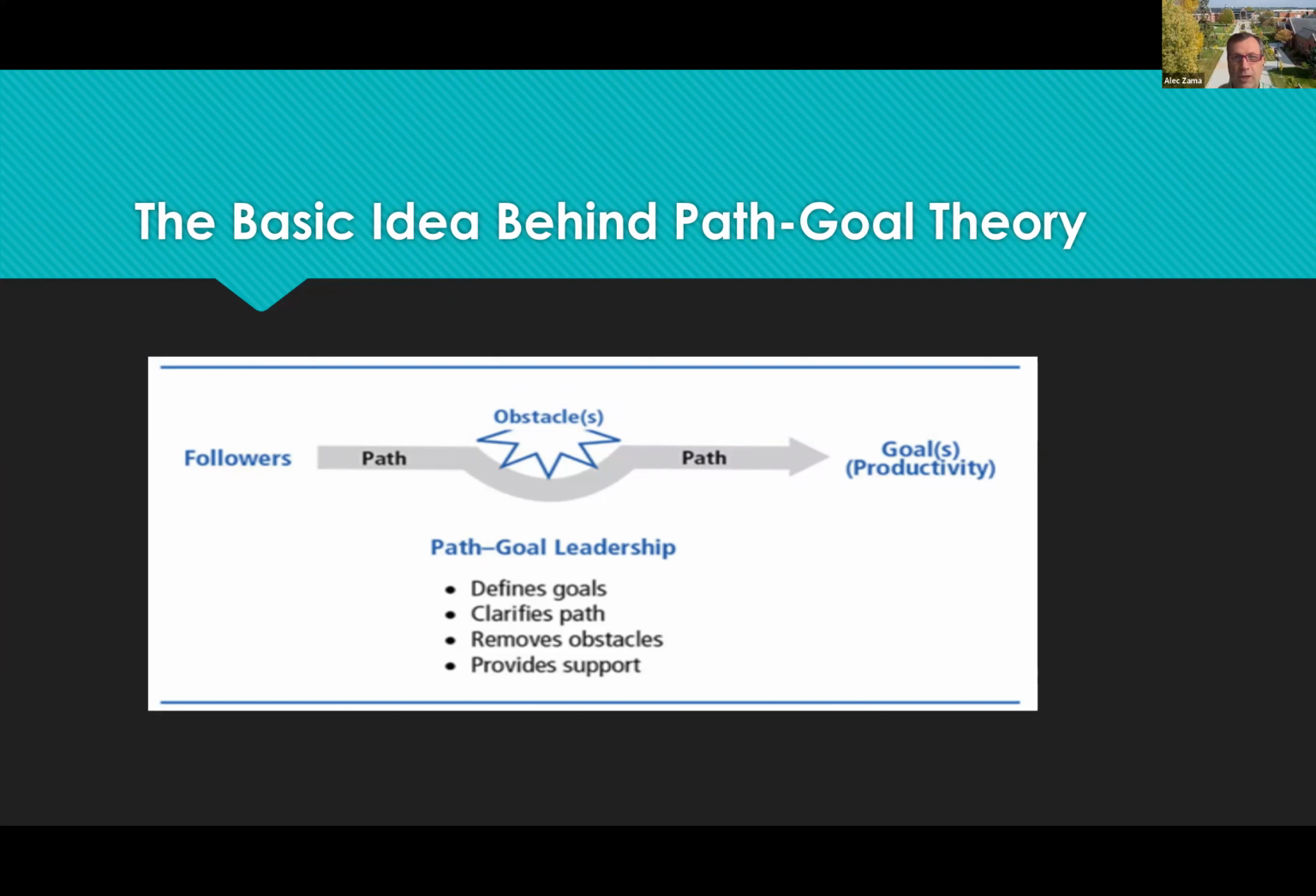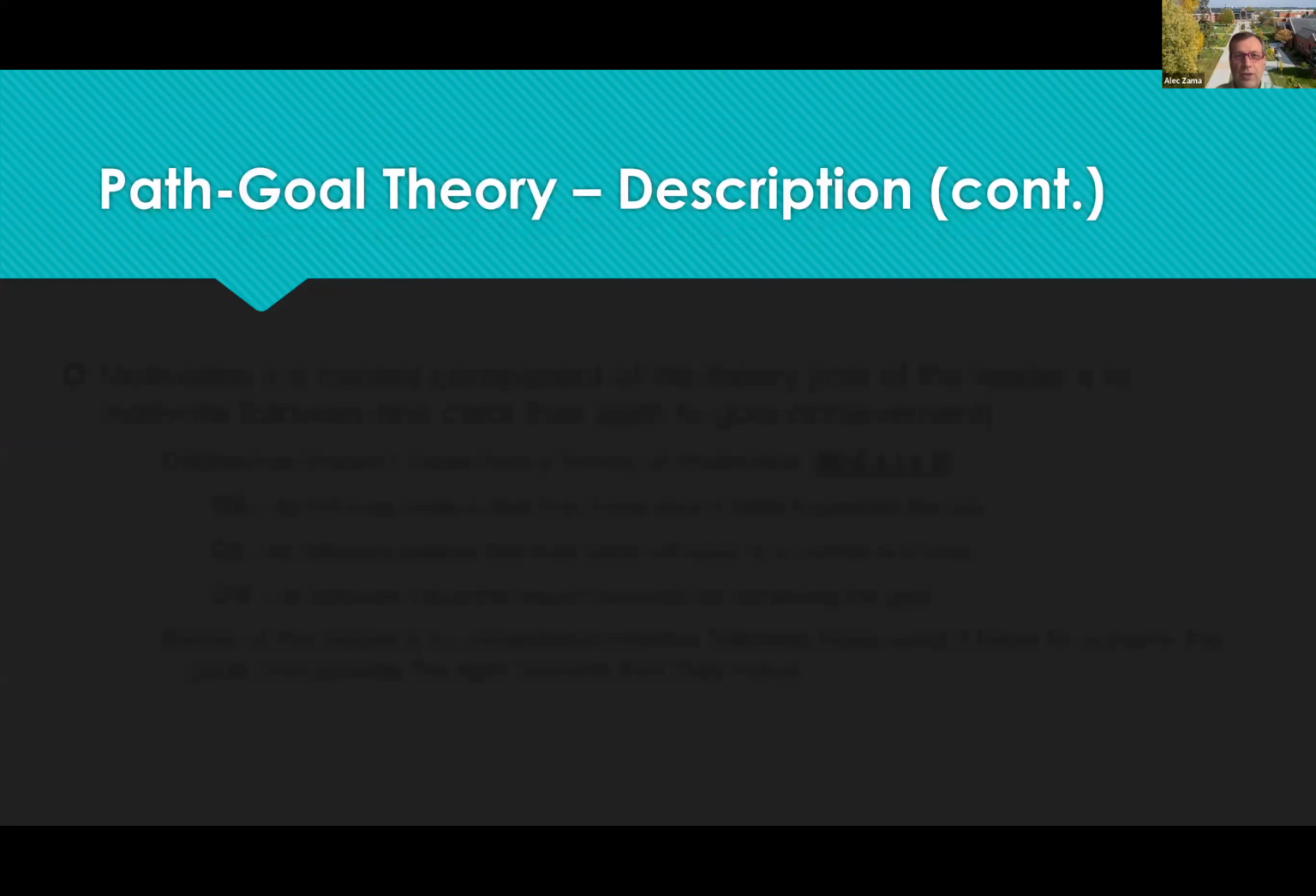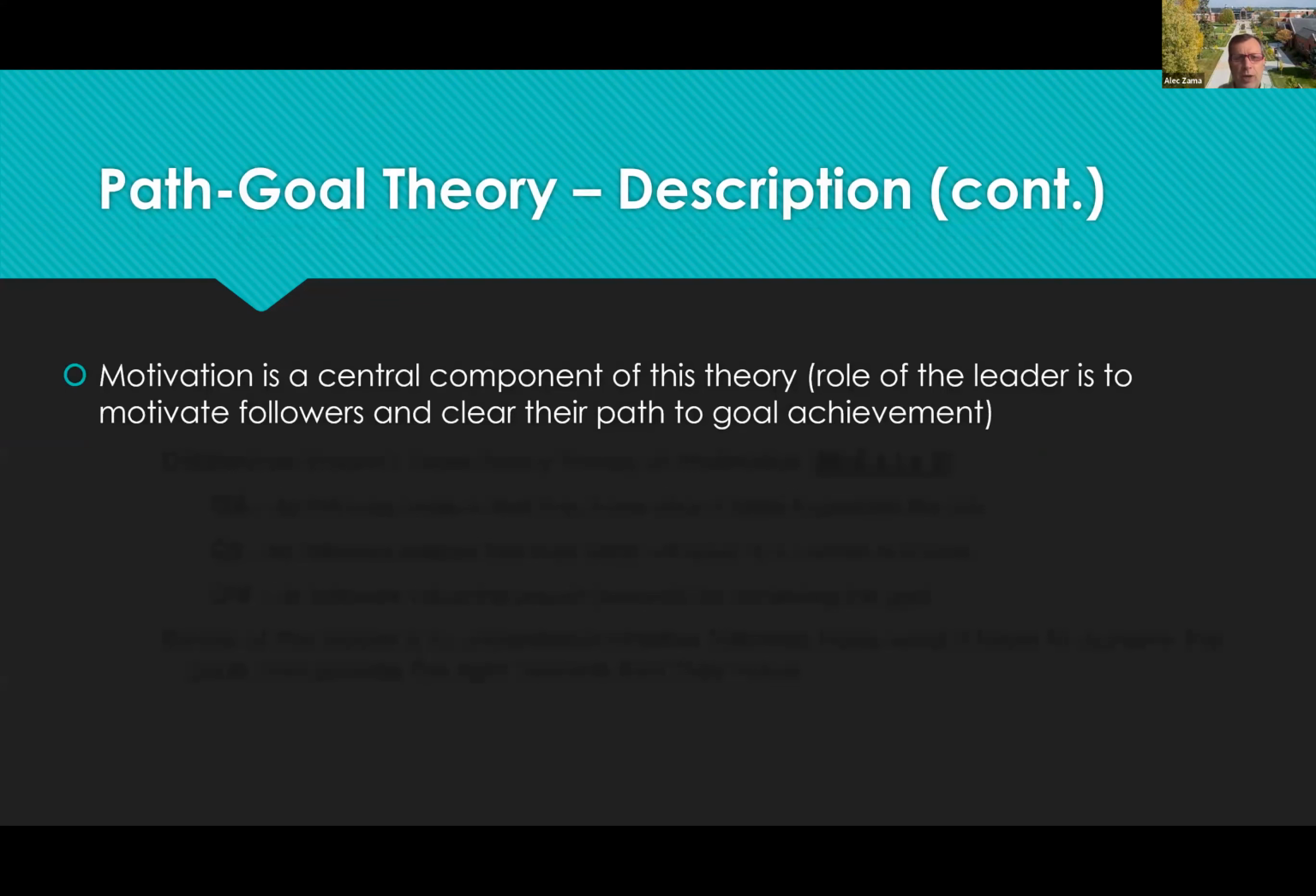So think about the American football role of a fullback. The role of the fullback is to clear the path for the running back to run the ball. That's the role of a leader from the path goal theory perspective: to clear the path so the followers will achieve the goals. Another aspect of this theory that is different from other theories is that motivation is a central component of this theory. So the role of a leader is to motivate followers and clear the path for goal achievement.